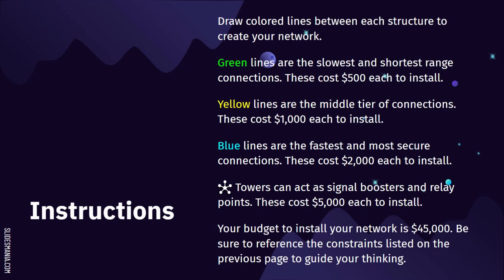When constructing the network, you're going to draw colored lines between each structure to create the network. Green lines are for the slowest and shortest range connections. Yellow lines are the middle tier of connections. Blue lines are the fastest and most secure connections. This symbol here represents the towers that act as signal boosters and relay points. Your budget to install your network is $45,000. Be sure to reference the constraints listed on the previous page to guide your thinking.